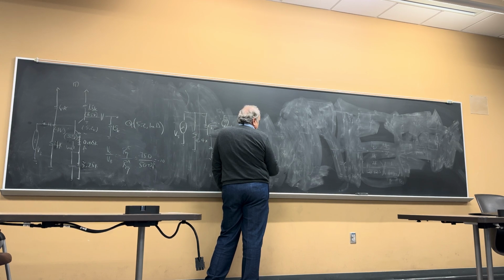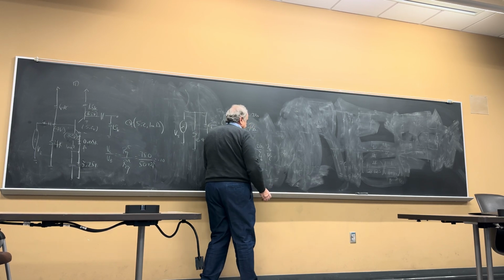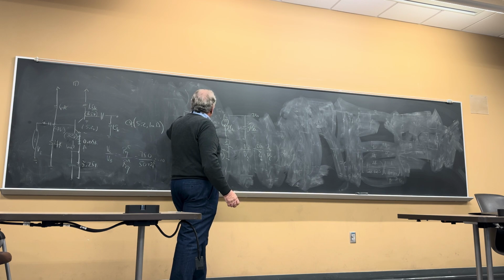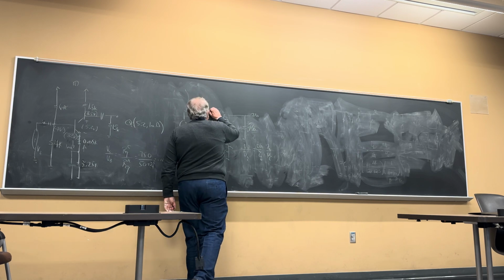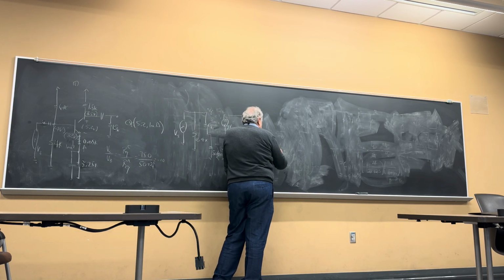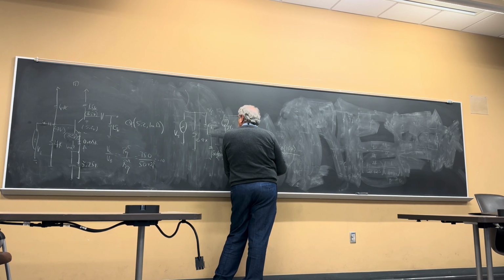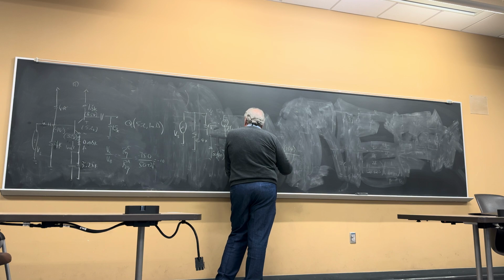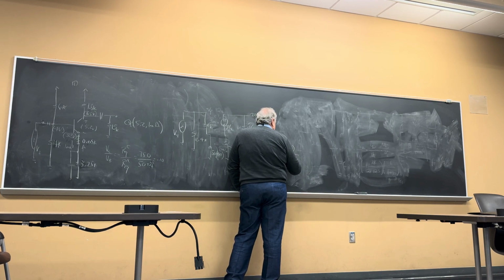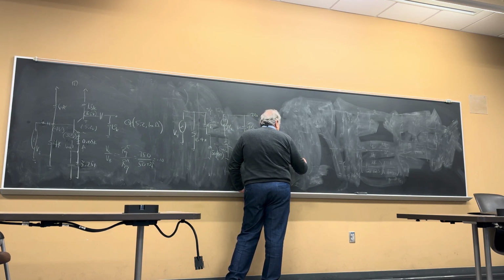And then VB over V in. Well, I don't need VB. That's V in right there. This should be minus beta times 750 divided by R pi plus 50 times beta plus 1, right?